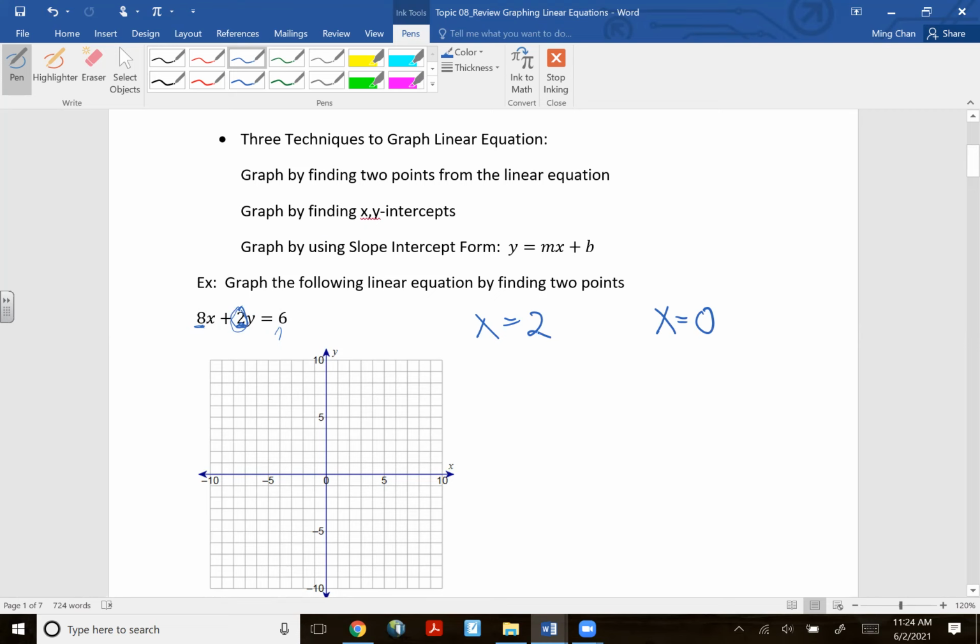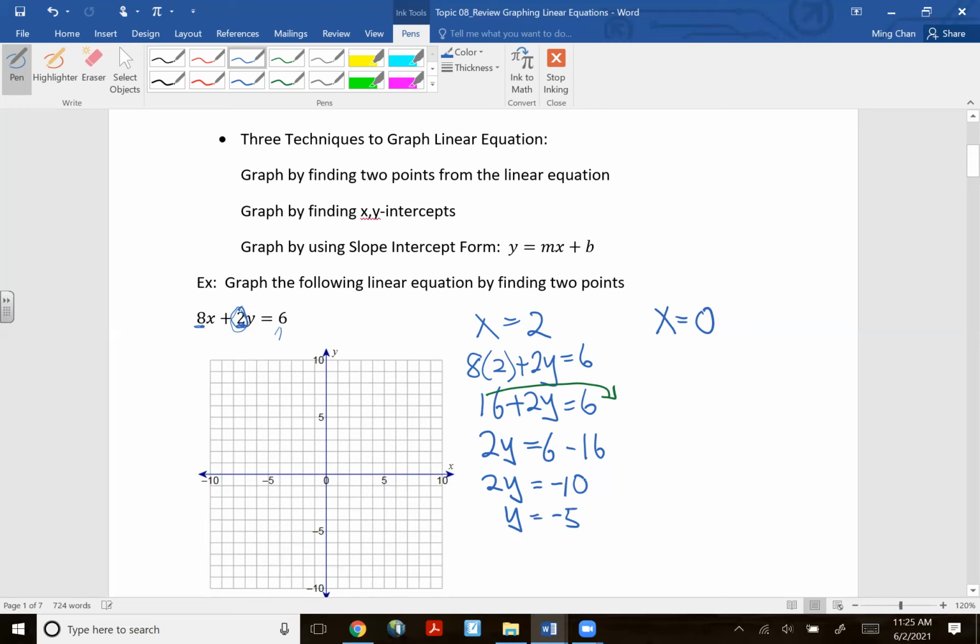All right, so I'm going to substitute 2 for x and solve for y. So 8 times 2 plus 2y equal to 6. 8 times 2 is 16, plus 2y equal to 6. My variable term 2y is positive, so I'm going to move the 16 over. So I should get 2y equals 6, still 6, right? 16 comes over, becomes negative. Combine like terms, that should give me negative 10. So when I divide both sides by 2, my y is negative 5.